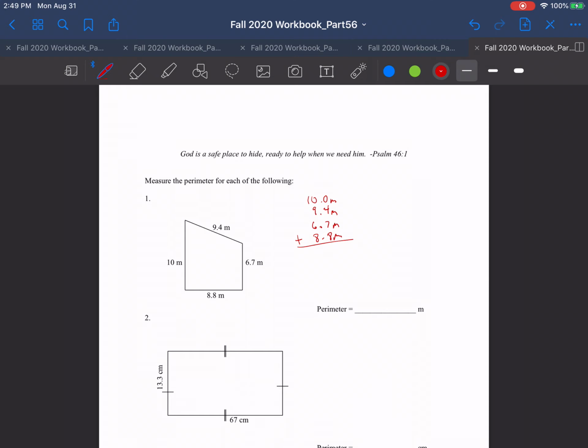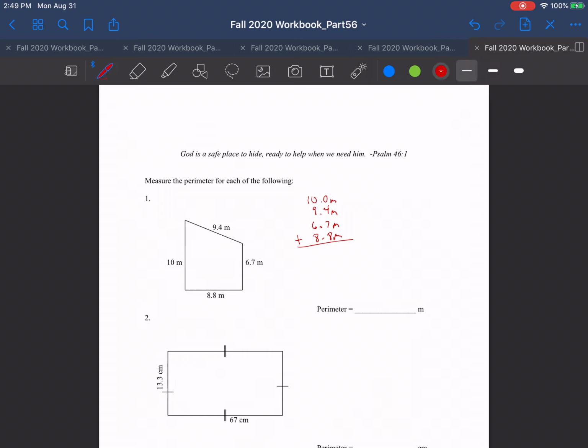And so basically, all we're really doing here is talking about how far you would walk if you walked around one of these shapes. So if you were just a little person standing here and you walked along this length, and then you walked up to this corner, and then over to here, and then back down to there, how far would you have walked? And that's going to be your perimeter. And so coming up with that answer is just a matter of adding all four sides up.